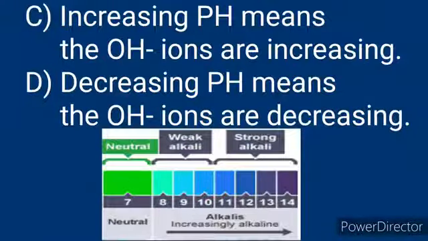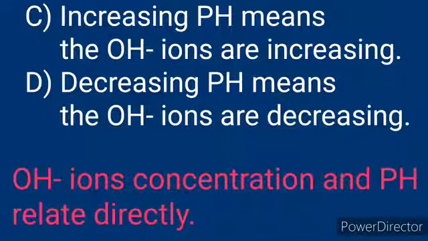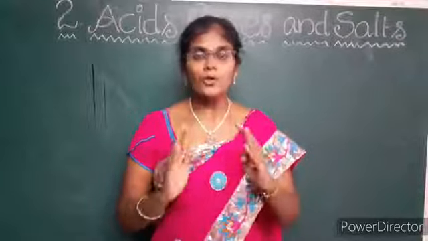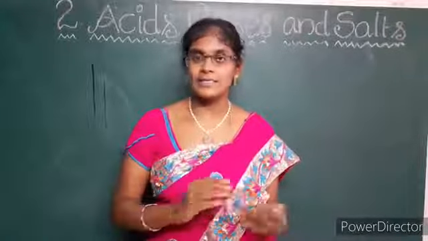Next, increasing pH means the OH minus ions are increasing. Decreasing pH means the OH minus ions are decreasing. By these two statements, we understood that the OH minus ion concentration and pH relate directly. Children, I hope you're clear on what we discussed.